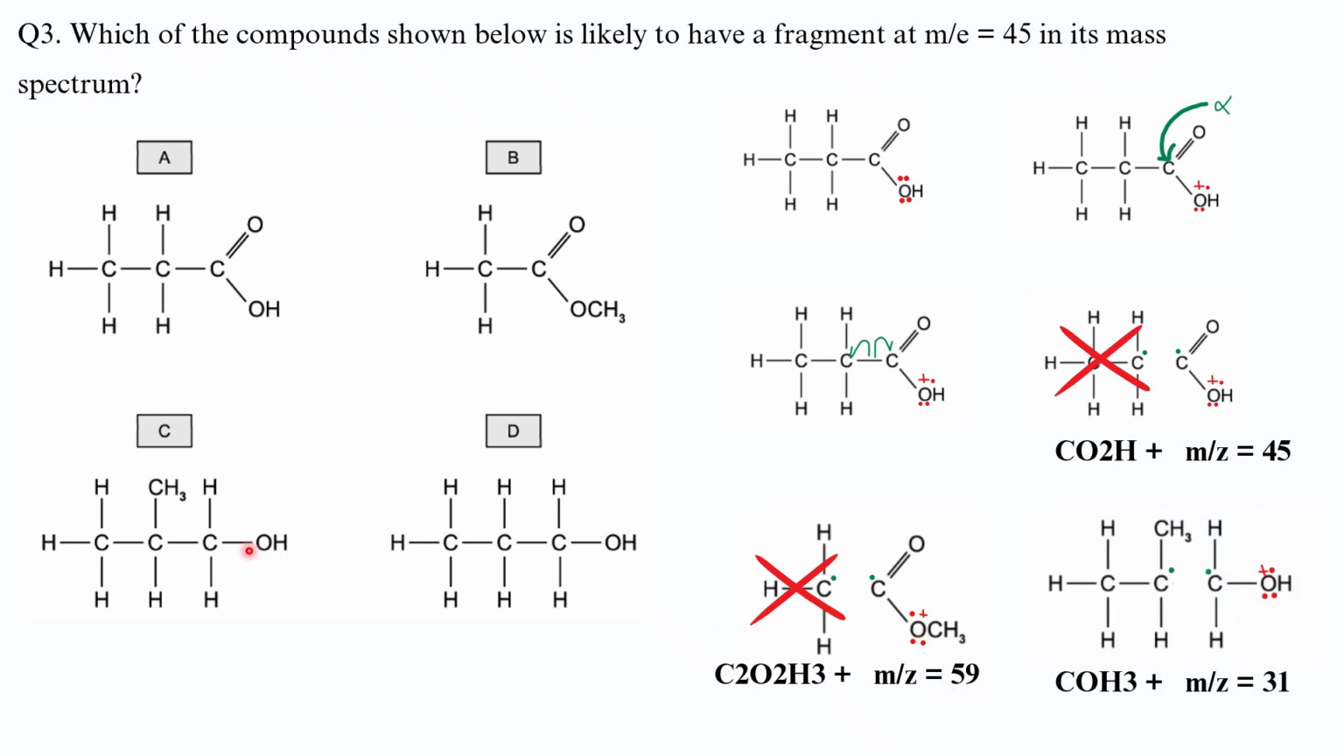If I check for the option C, then this is what I'm going to end up with, and the m by z value is 31. Here also the radical is not going to get detected, and I can see that the m by z value is 31. Now again I'm going to check for the option D. Here I'm ending up with this radical cation and this radical. This radical will not be detected and the m by z value is 31. So I am very sure that the answer is going to be this for this particular question. So this is how you're going to solve these questions.